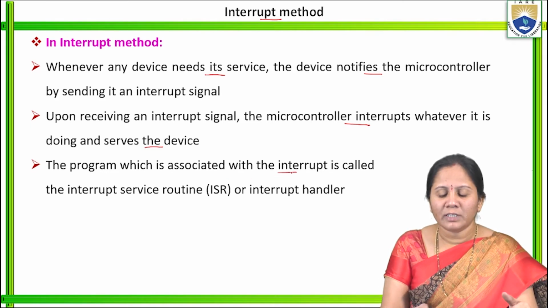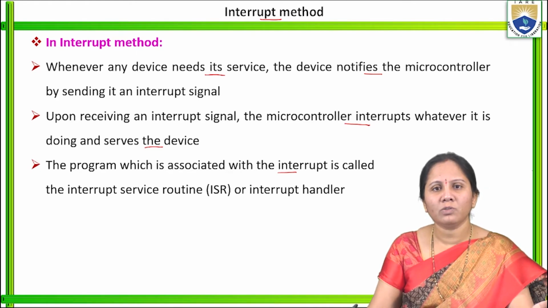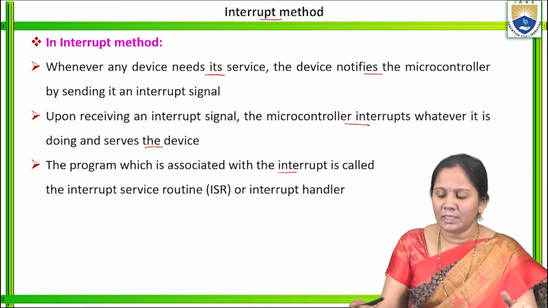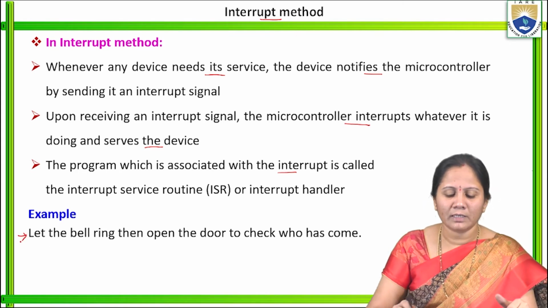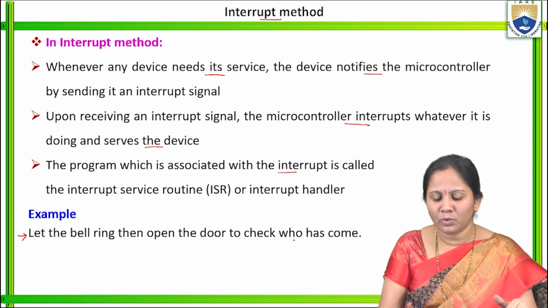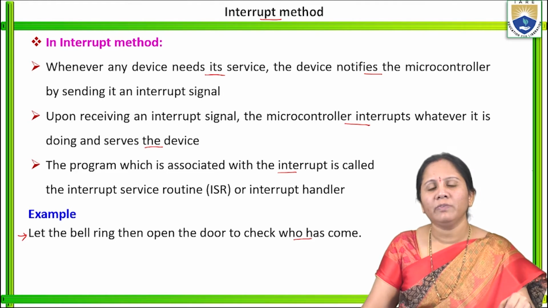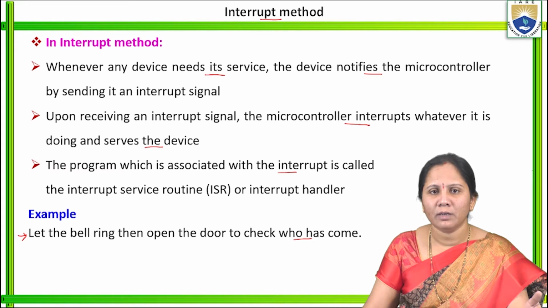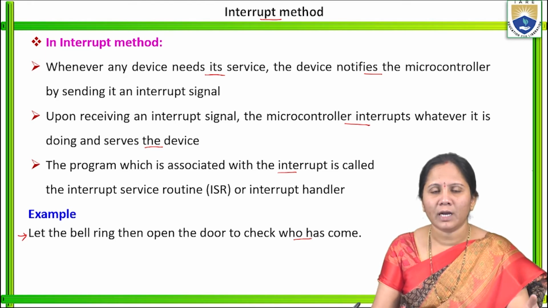So the program which is associated with that particular interrupt is called the interrupt service routine. Another name we can also call this interrupt service routine is interrupt handler. Okay. So in this case, the best example we can consider for the interrupt method is, let the bell ring, then the door will be opened to check whether anyone has come. Okay. So if the bell rings only, the person will be going and opening the door. Okay. So when the interrupt comes only, the microcontroller is going to respond to that. Otherwise, the microcontroller will be performing its own task.